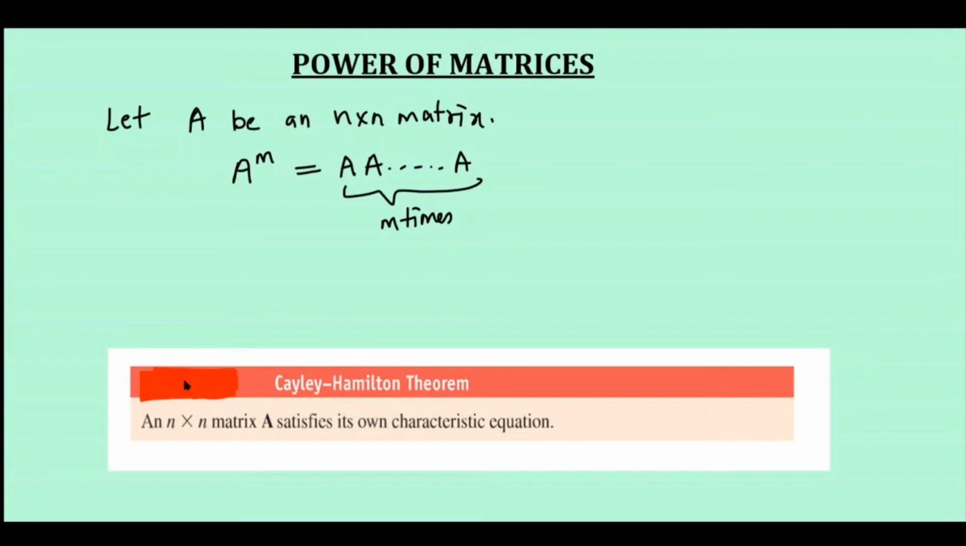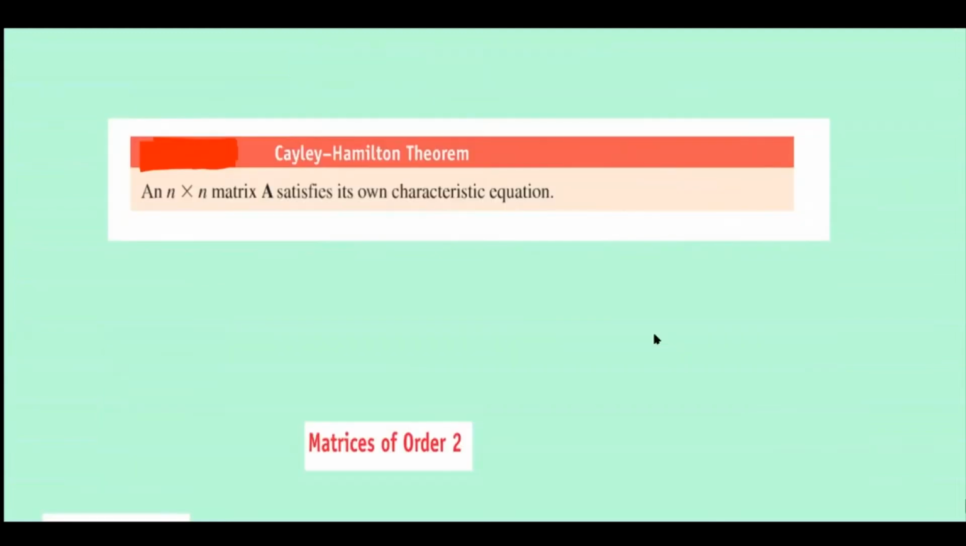So in this lecture, we will study how to compute the higher powers of A quickly. Now we can do this quickly by using a theorem called the Cayley-Hamilton theorem. Cayley-Hamilton theorem says that an n by n matrix A satisfies its own characteristic equation.